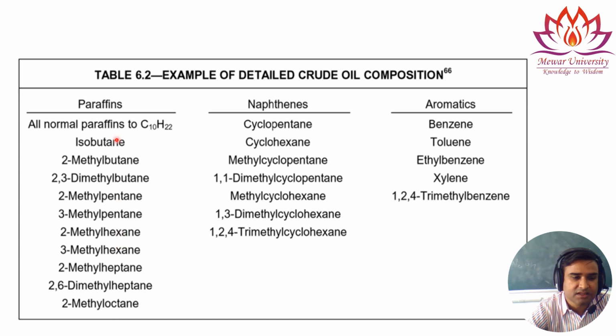The composition of the crude oil is from these three. Naphthenes, these are the types of naphthenes: cyclopentane, cyclohexane, like this. And we have aromatics: benzene, toluene, xylene, ethyl benzene. So these are the aromatics composition in the crude oil.